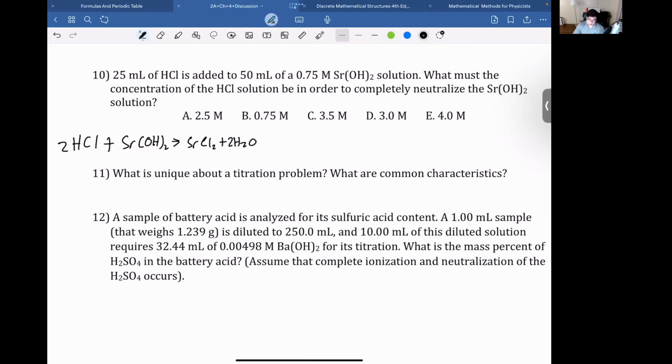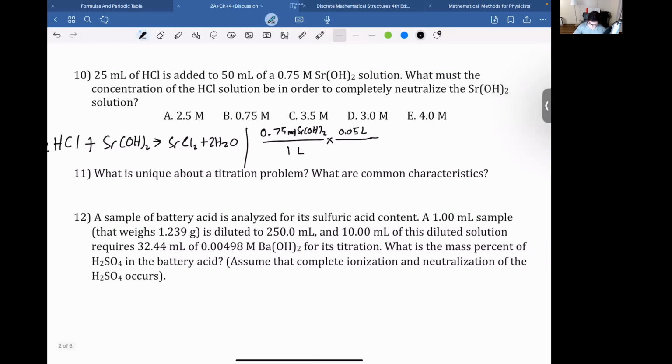So first we have to figure out how many moles of strontium hydroxide we have. 0.5 molar strontium hydroxide. Converting this to moles, we have 50 milliliters of solution. I'm going to say 1 mole per 1 liter. We have 50 milliliters, which is 0.05 liters.